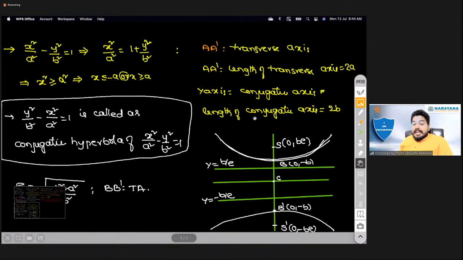The length of the conjugate axis is the length of the transverse axis of its conjugate hyperbola. What is the conjugate hyperbola of this one? y square by b square minus x square by a square is equal to 1. So what is its transverse axis length? 2b. That is the conjugate axis length. Okay, sir, understood.